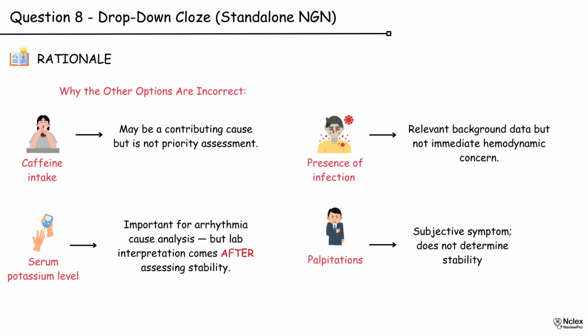Presence of infection may be relevant in long-term evaluation, but again, not the first priority. Serum potassium level is very important for arrhythmia cause analysis. However, laboratory interpretation comes after you confirm that the client is hemodynamically stable. And palpitations are subjective. They tell you what the client feels, not whether the client is perfusing.